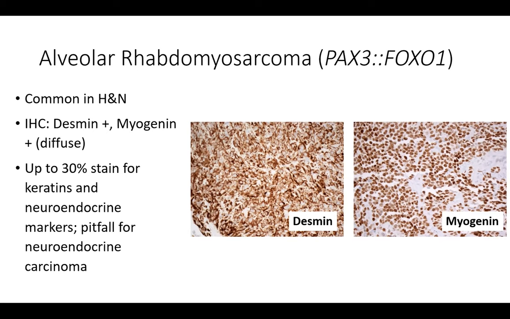I'll just point out, since these can arise in the head and neck and in adults, that up to a third of these will stain for keratins and neuroendocrine markers, which can be a pitfall for neuroendocrine carcinomas in these older patients in these sites.